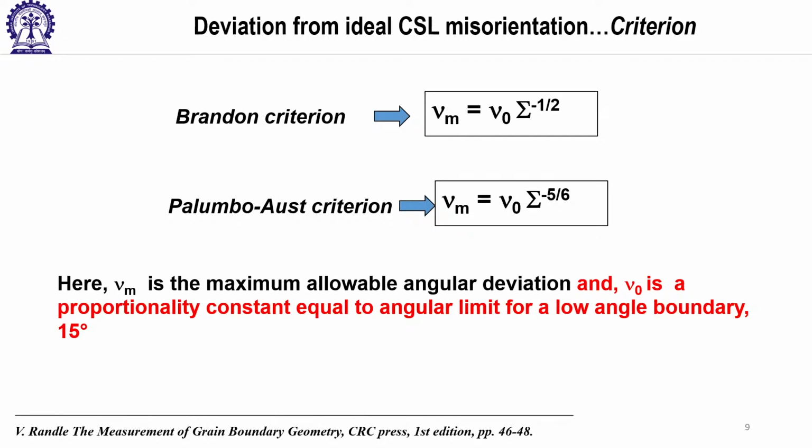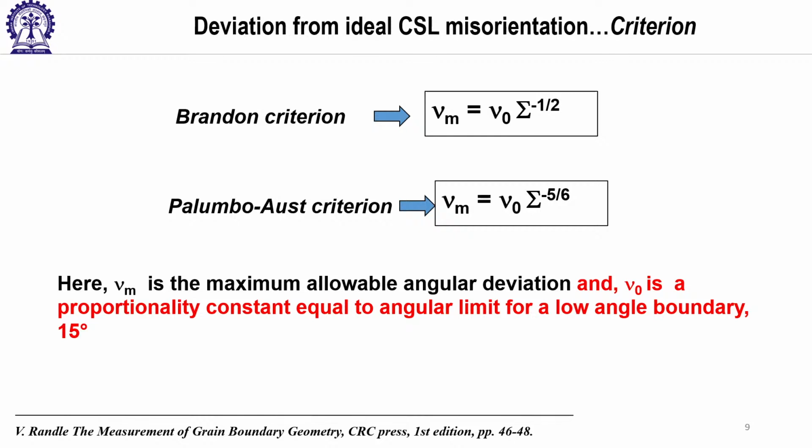So if you see the Brandon criteria and the Palumbo-Aust criteria, obviously which one is more restrictive? Restrictive, you understand, right, which will allow less deviation. Obviously the second one, right. And by the way, what is the meaning of this? This is the maximum deviation one can allow to consider a boundary a particular CSL boundary from its ideal misorientation, and this is basically a proportionality constant.